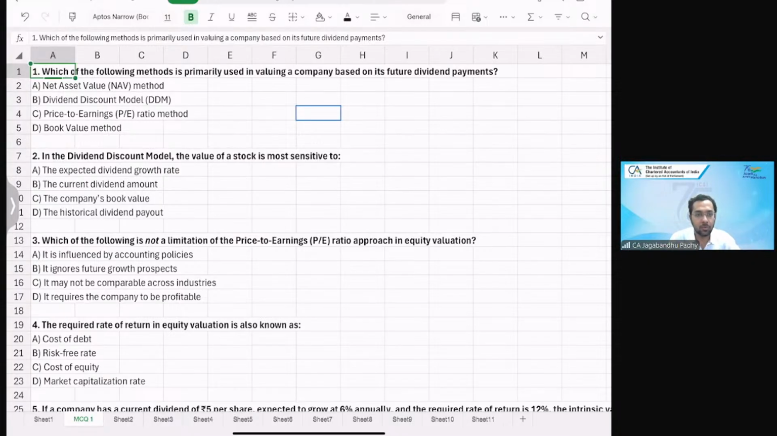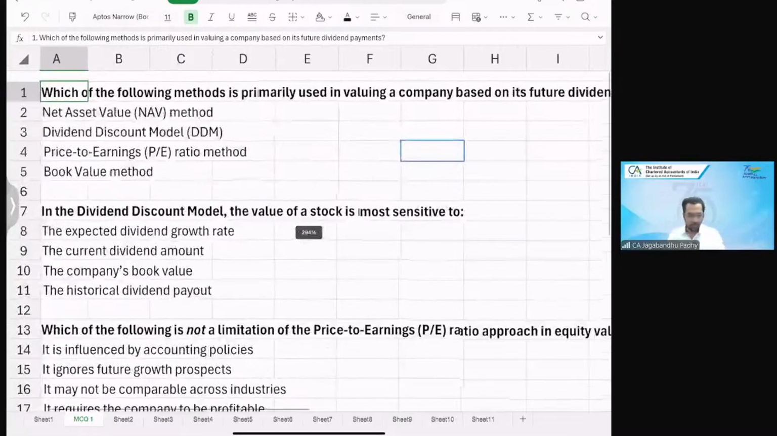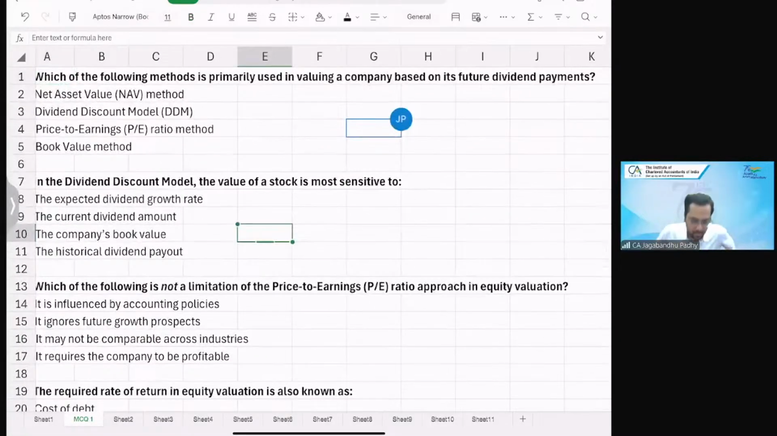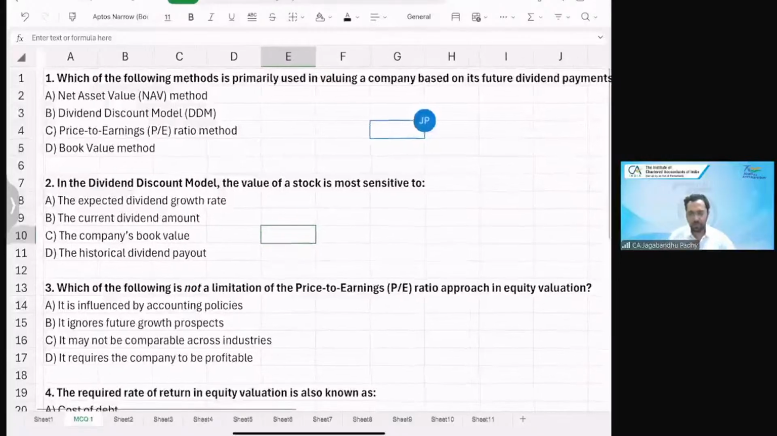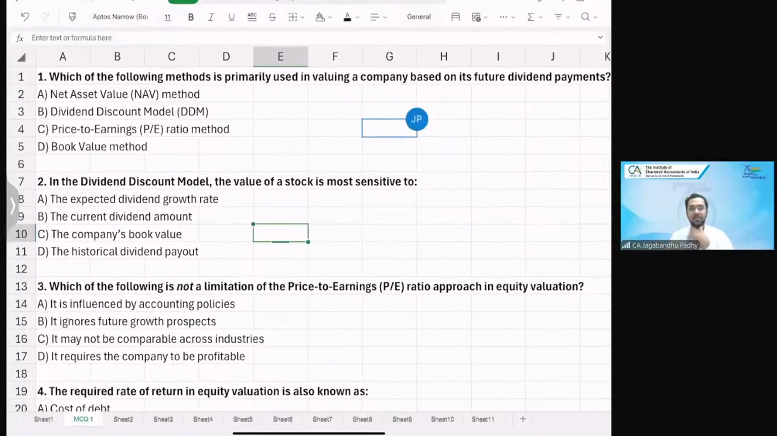Okay. So let's look at the first question. Which of the following methods is primarily used in valuing a company based on its future dividend payments? Pretty easy MCQ, guys. It's going to be the dividend discount model because, as the name says, it's future dividend. You obviously consider the dividend discount model.